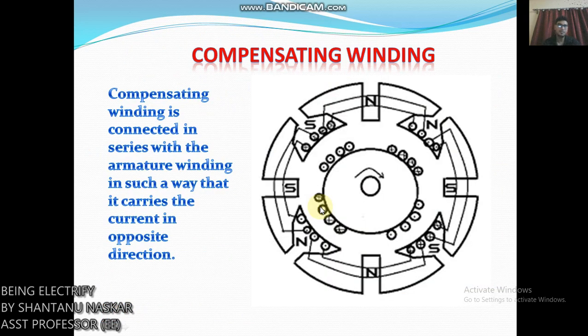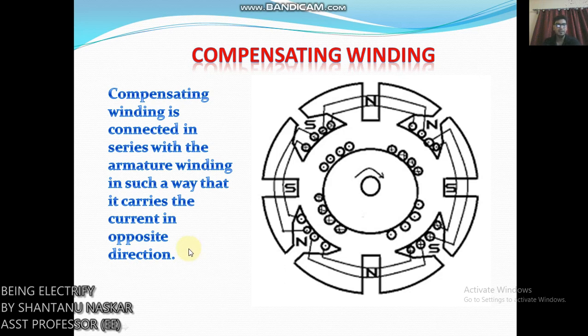So at first, compensating winding. Okay, so these are the compensating windings. The compensating winding is connected in series with the armature winding in such a way that it carries the current in the opposite direction. So by compensating winding we can reduce the armature reaction.